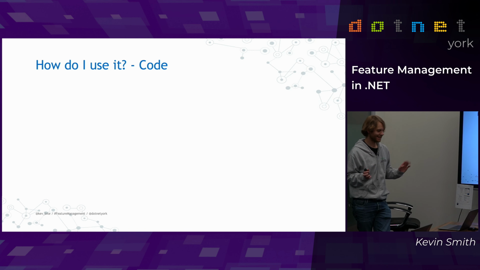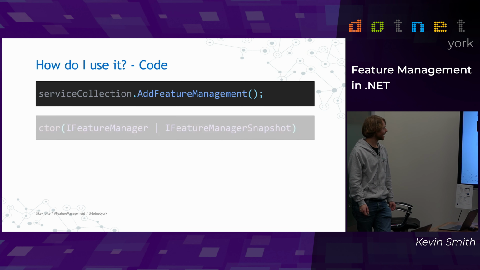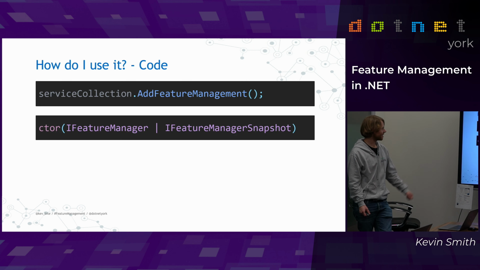But I've not shown you how to use it, so this is what's up next. Like everything in .NET now, we literally just call the IoC container and say, add feature management to my bunch of objects that I want to be able to create. And then we pass in either an IFeatureManager or an IFeatureManagerSnapshot. So you can use either of these two interfaces. The IFeatureManager evaluates the toggle every single time. And if you use the snapshot one, it'll just snapshot it for that whole request.